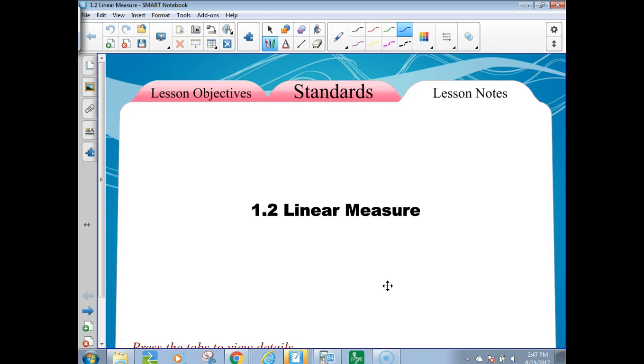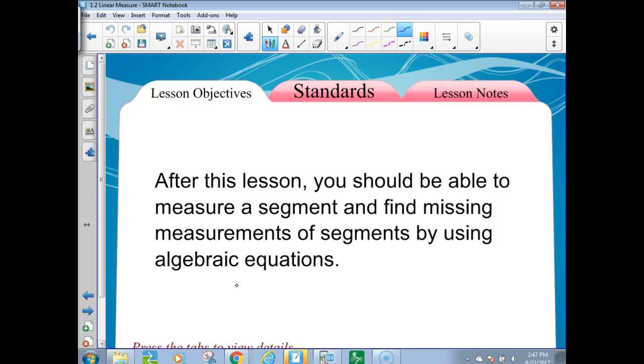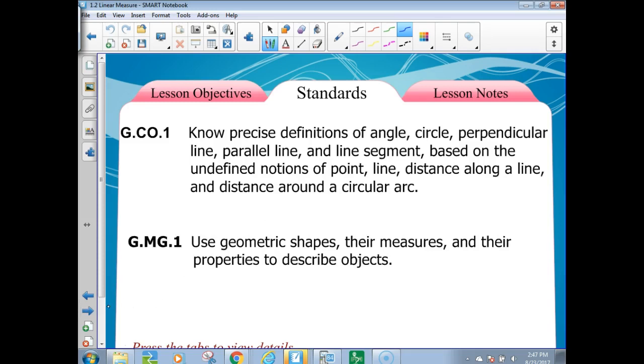Anyway, 1.2 linear measure is our topic today. After this lesson, you should be able to measure a segment and find missing measurements of segments by using algebraic equations. So we're going to do some algebra today.